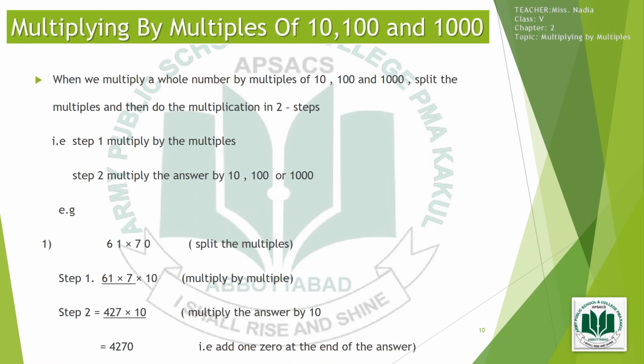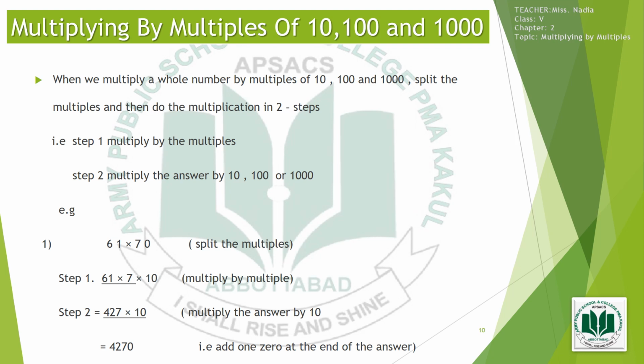Now we will learn how to multiply a whole number by multiples of 10, 100 and 1000. Here first we split the multiples and we will do multiplication in 2 steps. First, multiply the number by the multiples and then multiply the answer by 10, 100 or 1000. For example, 61 multiplied by 70. First, split the multiples, that is 7 and 10, and in step 1, multiply 61 by 7. The answer is 427.